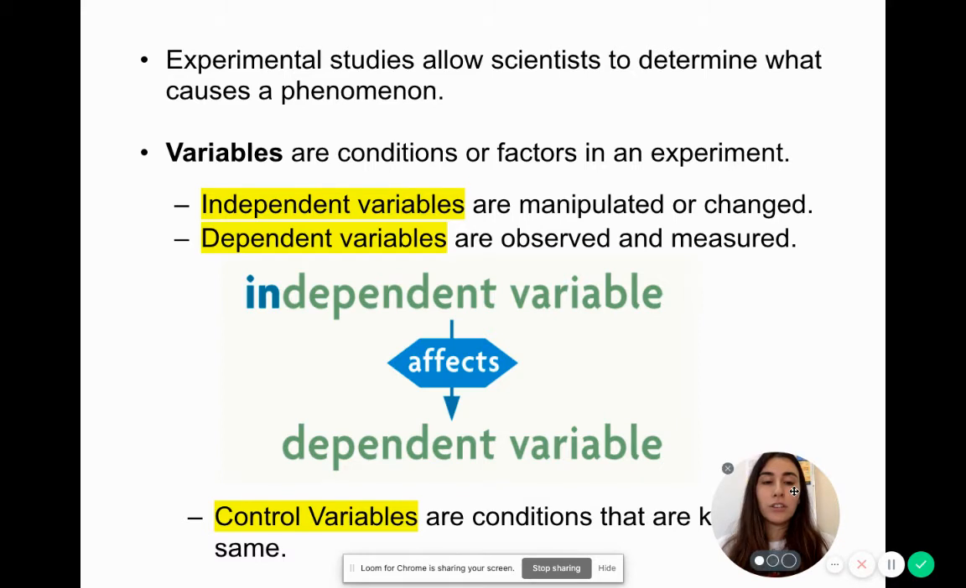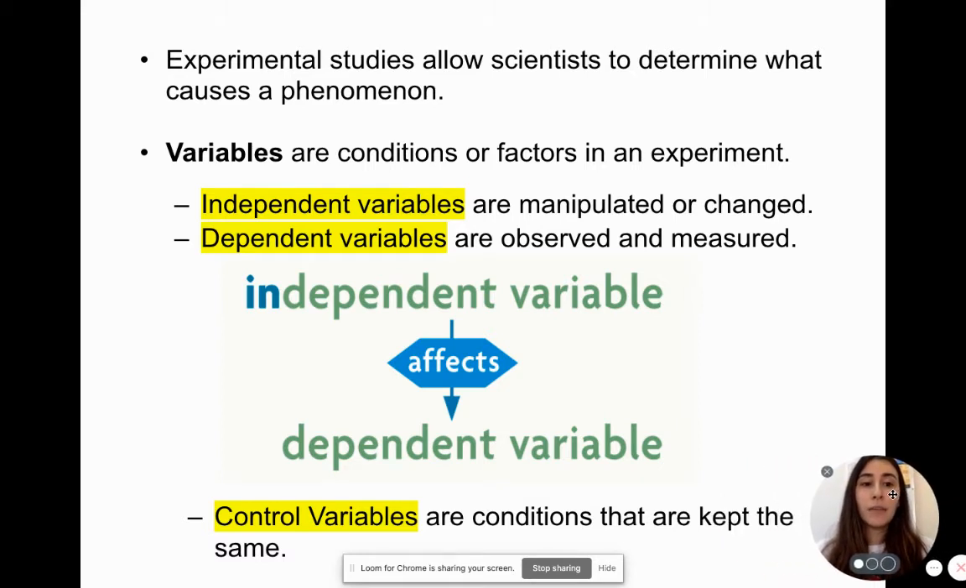So these are the conditions that remain the same. We do not change them. And usually what should happen in a valid experiment is that you keep everything the same except for one thing. So you are keeping all the variables exactly the same and only changing the independent variable.